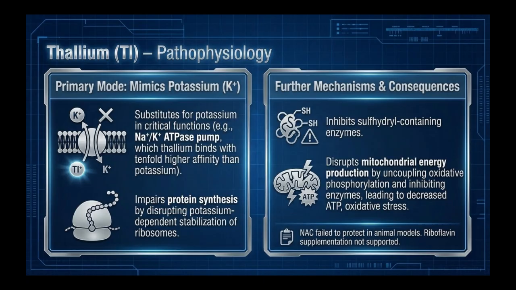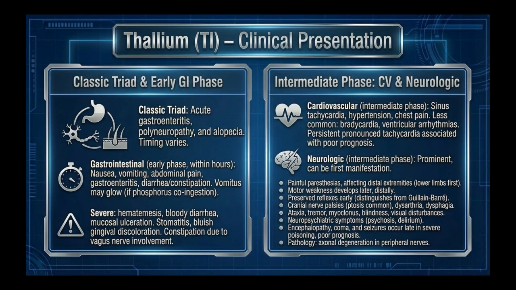Notably, N-acetylcysteine, an antioxidant that increases glutathione stores, has been shown to fail in protecting against thallium toxicity in an animal model. There is also a hypothesis that thallium causes a functional deficiency of riboflavin because it forms an insoluble complex with this vitamin. However, animal studies have not demonstrated that riboflavin supplementation prevents or reduces the toxicity caused by thallium. Furthermore, thallium can induce lipid peroxidation in different regions of the rat brain.